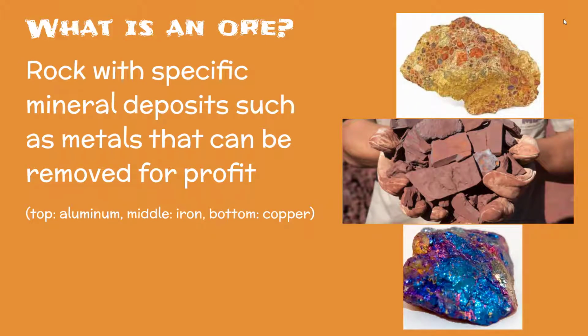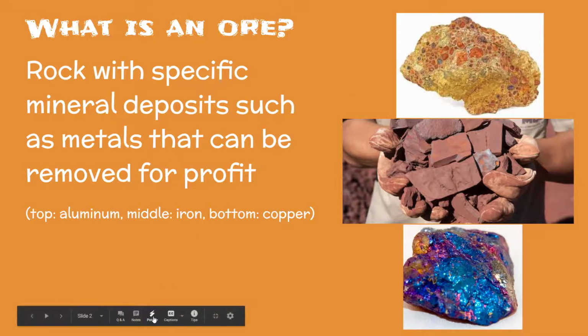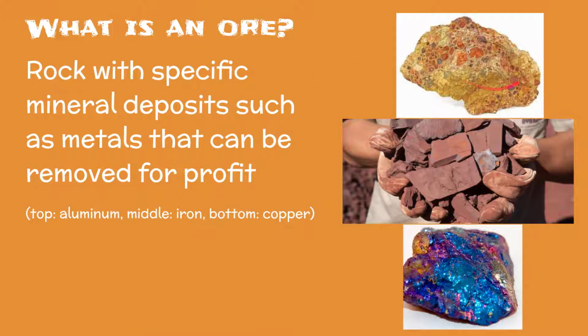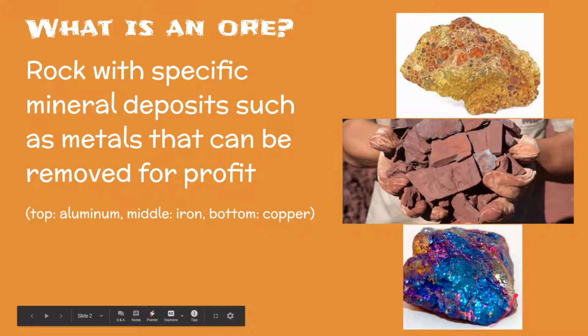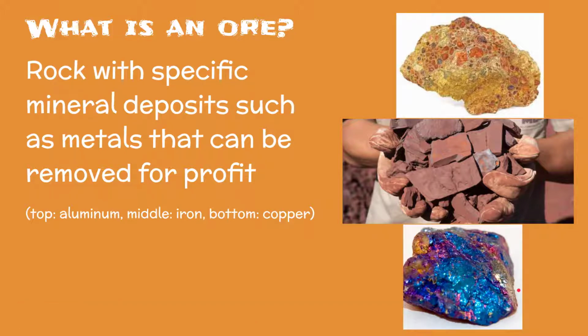All right, anyway, let's start by defining the word ore. So ore is rock with a specific mineral deposit, such as metals, that can be removed specifically for profit. All right, so if we're looking at these pictures here, let's do it where I have the fun pointer. There it is. All right, so the top picture is aluminum ore. In the middle, we have iron ore, which we mine a lot of in the state of Minnesota. And at the bottom, we have copper ore, which we will learn a little bit more about as we go through.